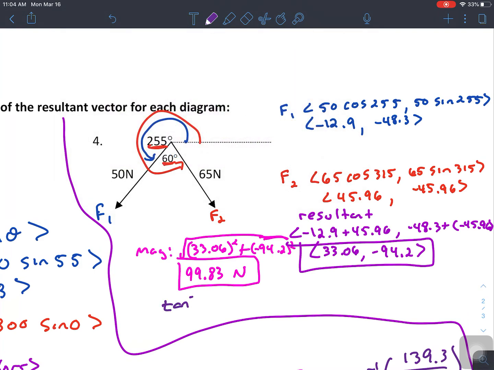So we do tangent inverse. We're going to take the negative 94.2 over 33.06. And that's going to give us an angle of negative 70.7. So we have to think about what quadrant we're in for this. This is going to put us into the fourth quadrant. So we're going to take 360 degrees minus the 70.7, and that's going to be roughly 289.3 degrees.